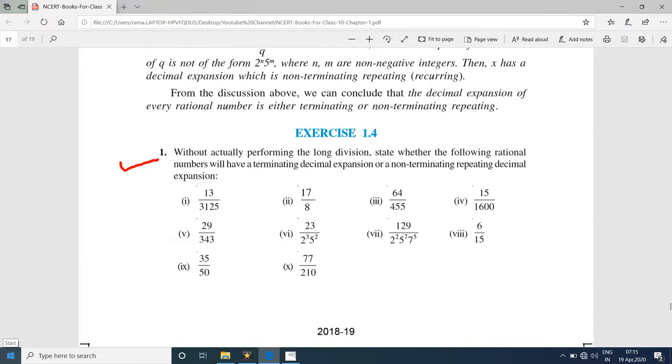Okay, with this background we are coming to exercise 1.4. Without actually performing the long division, state whether the following rational numbers will have a terminating decimal expansion or a non-terminating repeating decimal expansion. Question number 1: 13 divided by 3125.